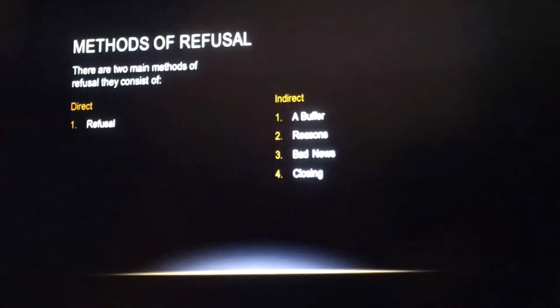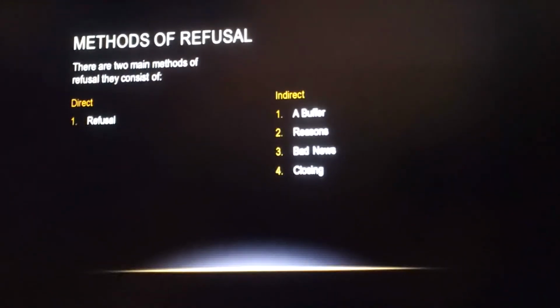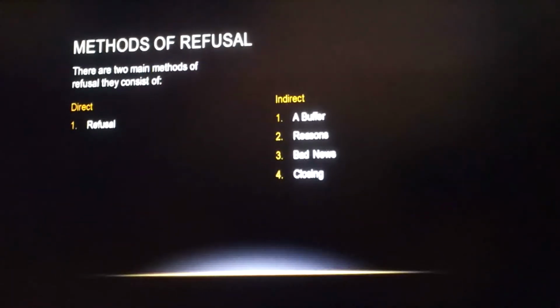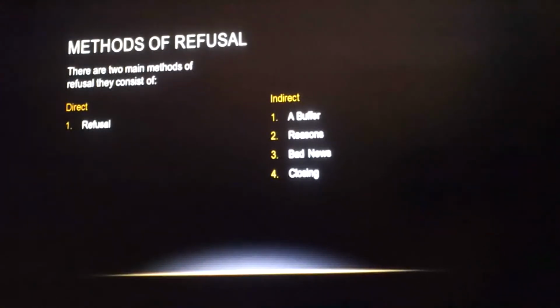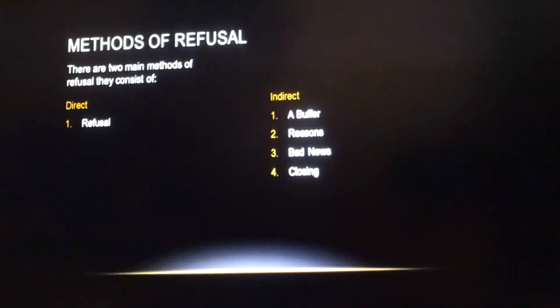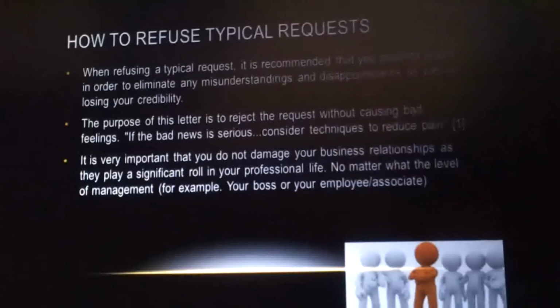There are two methods of refusal. The two methods are direct and indirect refusal. The direct approach is less formal and takes less effort. And the indirect approach gives them some leverage and would better your relationship with the firm or individual. Now, the indirect approach.